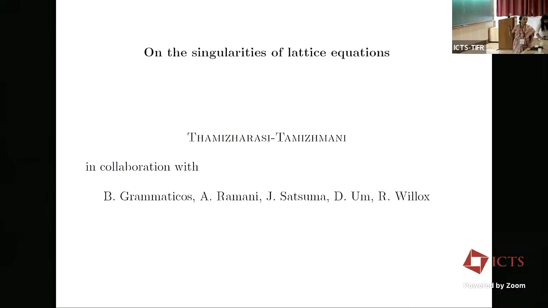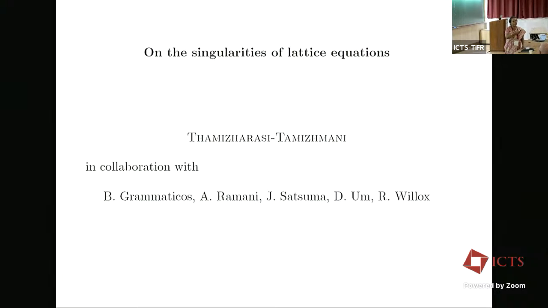I'm going to start from the conclusion of Vasil Grammaticos' lecture. We know that Painlevé equations, Painlevé analysis, the Painlevé test, they dominated for more than 100 years in this particular part of mathematics. See, the singularity confinement test, what my collaborator Vasil Grammaticos mentioned, it is an analogous test for discrete equations.